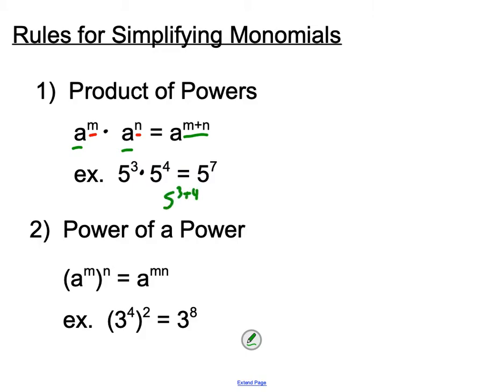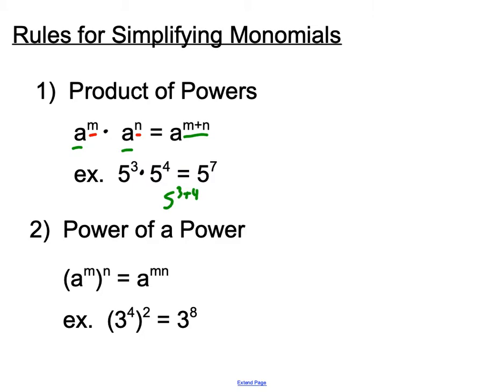And then you'd actually find what 5 to the 7th is and write that out. And then we have another rule, it's called power of a power. That's a to the m to the nth power. And what you do there is you multiply the two powers together. You do m times n. So in the next one, you've got 3 to the fourth to the second power.